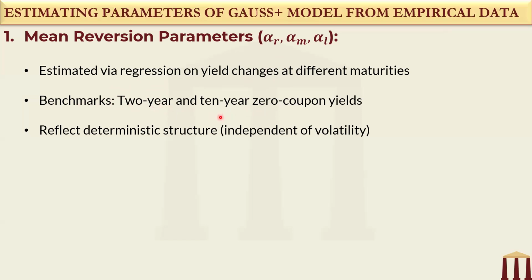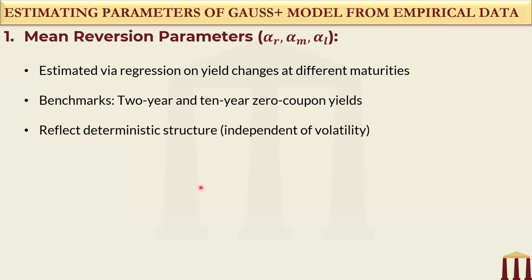Now, by regressing the change in, say, the short term rate on changes in the medium term and long term rates, we can get a sense of how strongly each of these factors pulls on the other. And what's really useful here is that these regression results do not depend on volatility, which means that we are isolating just the deterministic part of rate movements, the underlying structure of how these factors revert to each other.